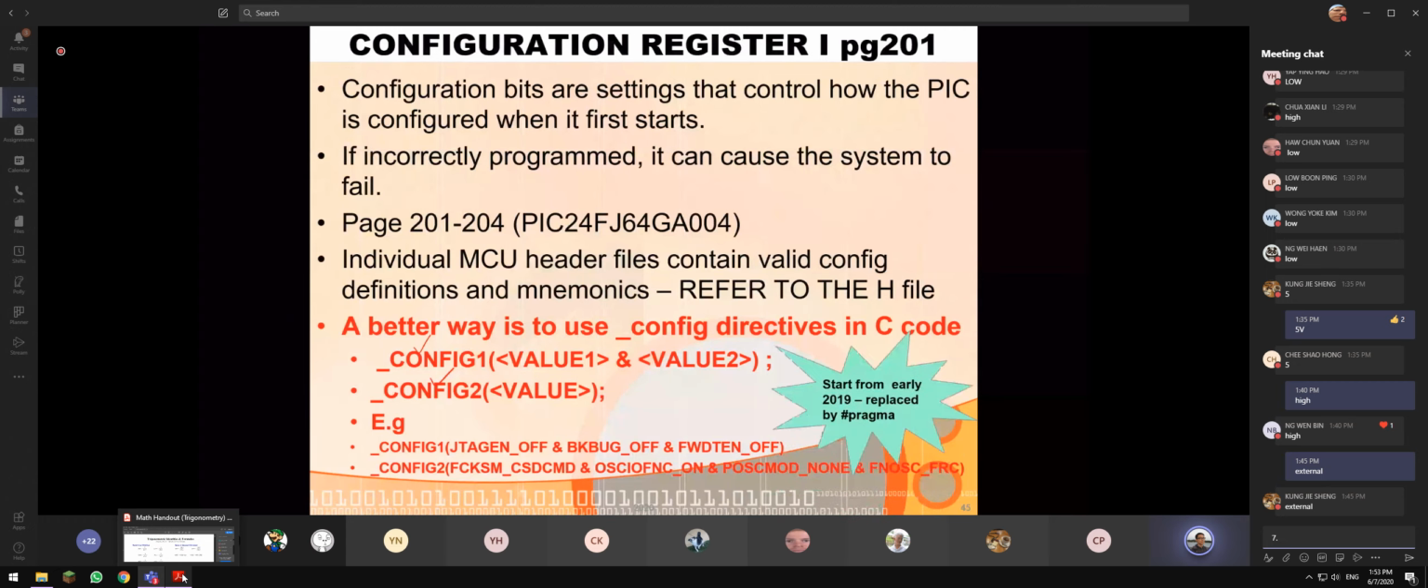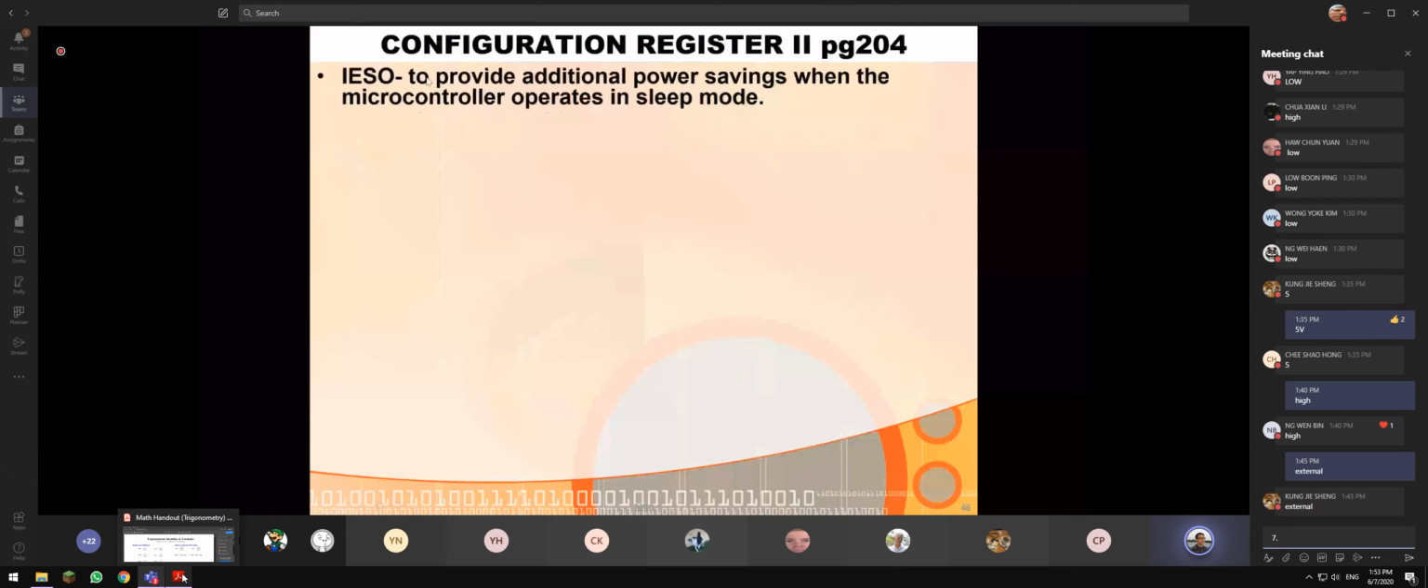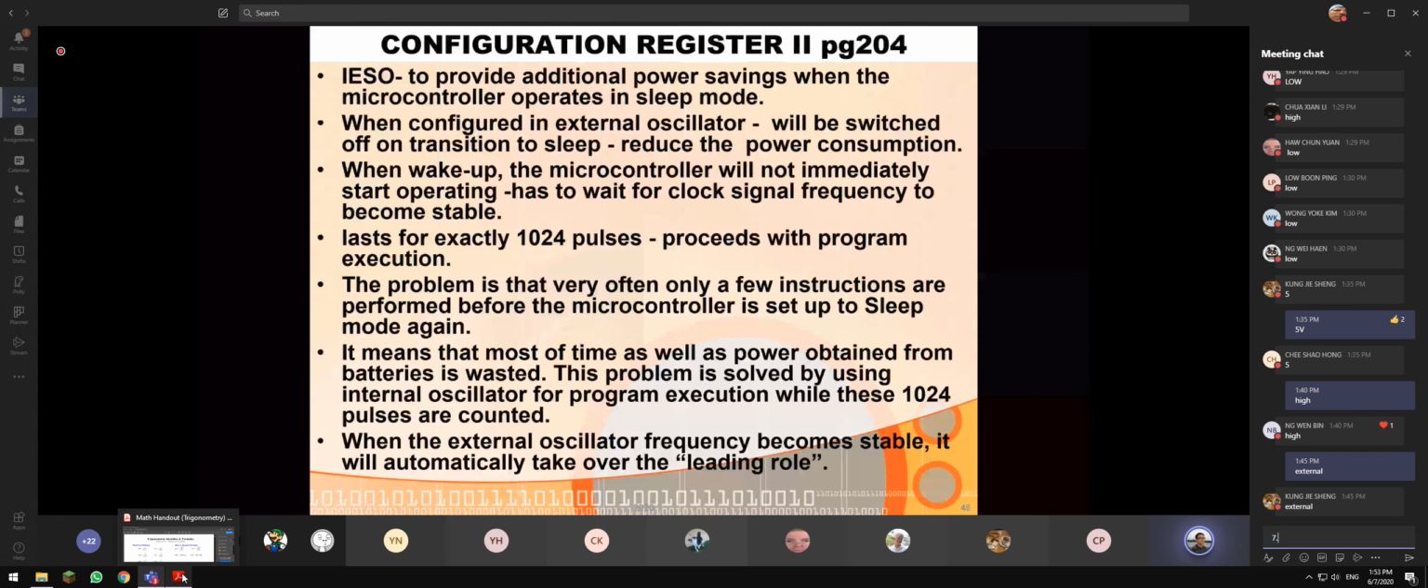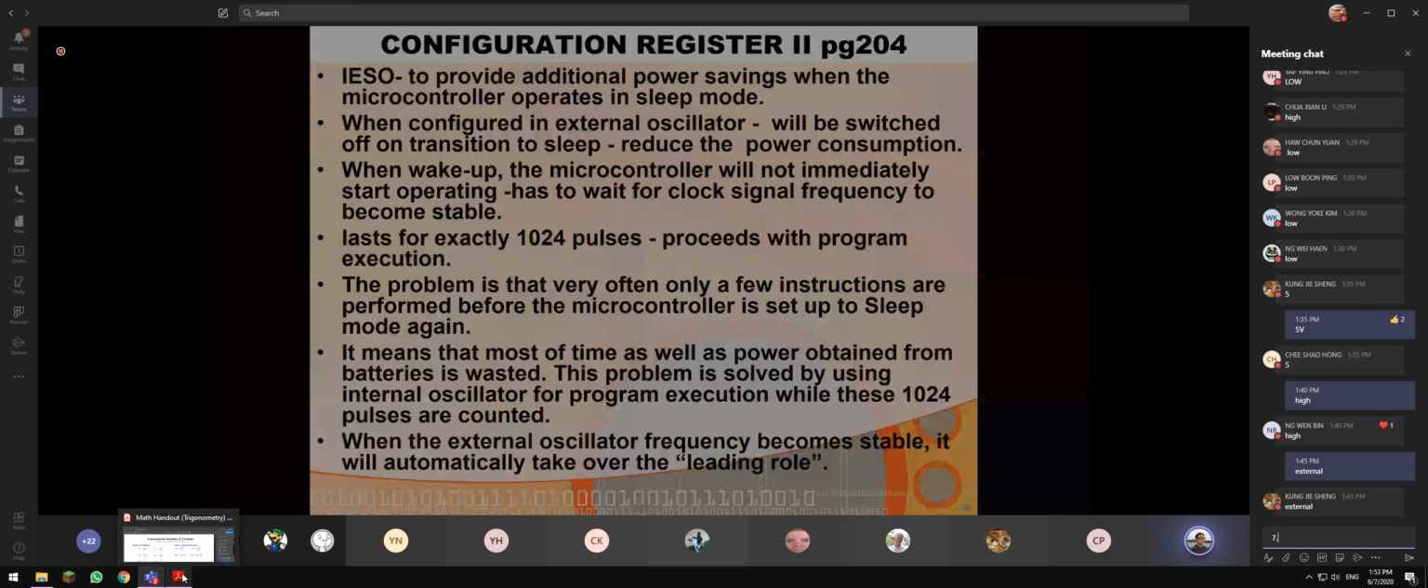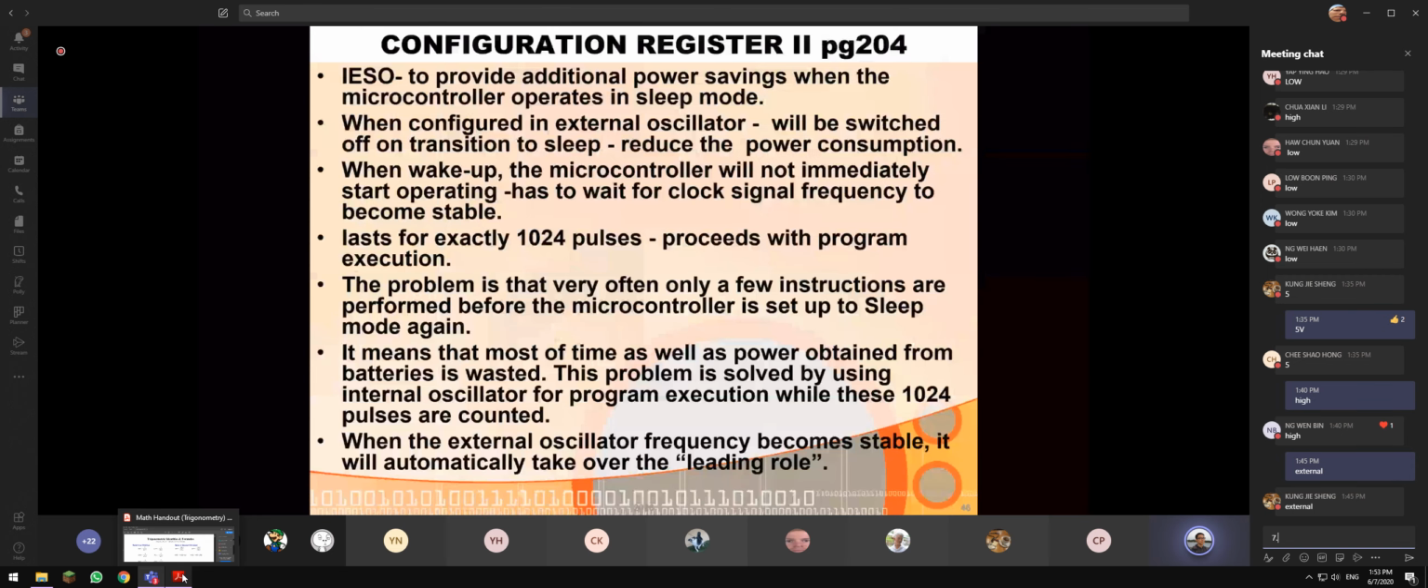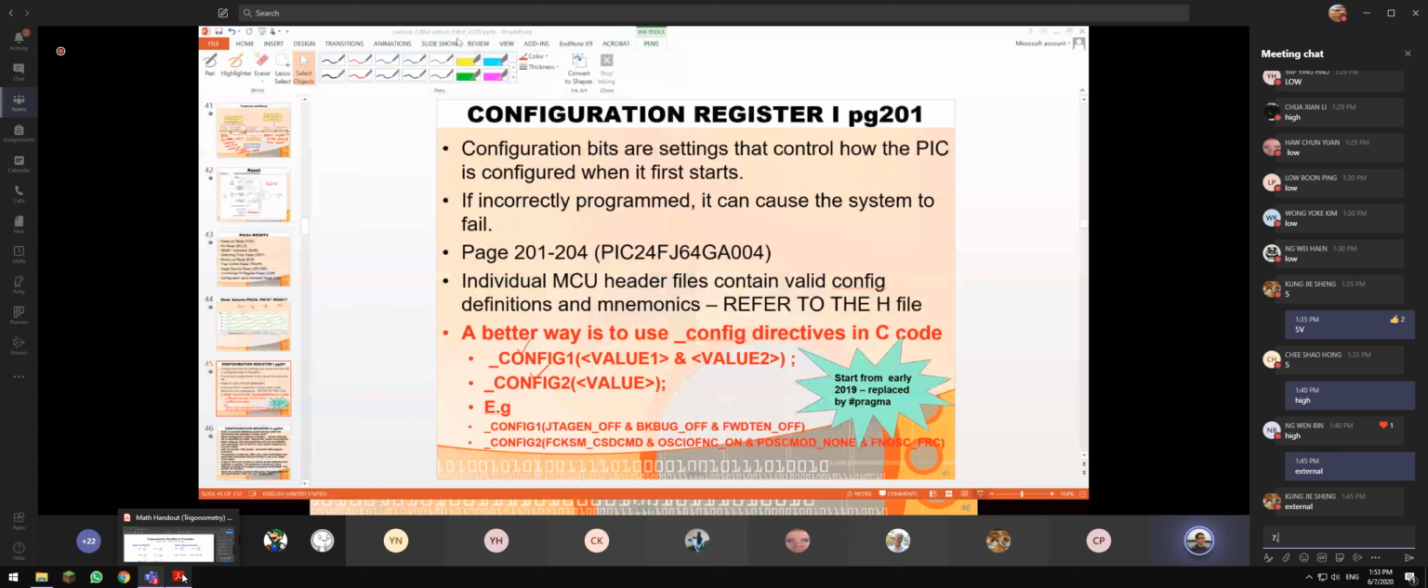So one of the first bits is called the IESO bit. You can read that. IESO bit means what? Normally, IESO means dual startup. You got dual startup. This is this bit.